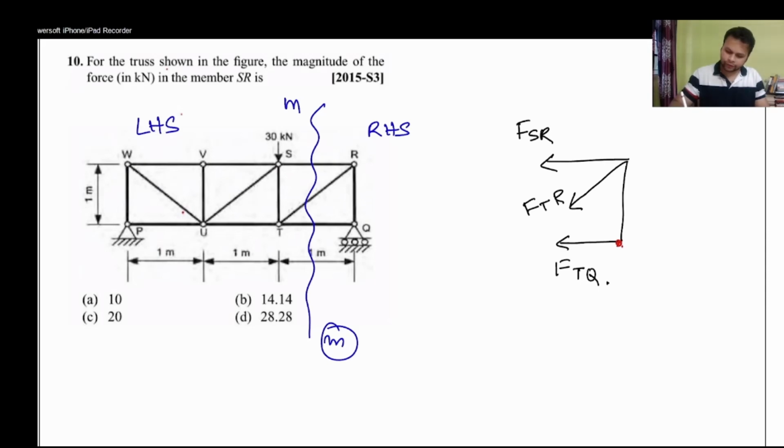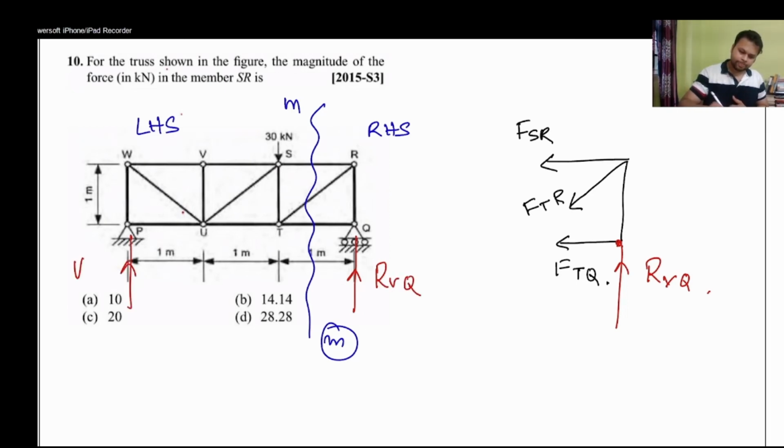So I'll have to find out the reaction at point Q. So this is the vertical reaction at point Q. So let us first find out the vertical reaction at point Q. This is the vertical reaction at point Q, and this will be the vertical reaction at point P. Now, for finding out the reaction, I have to assume the whole truss as one body.